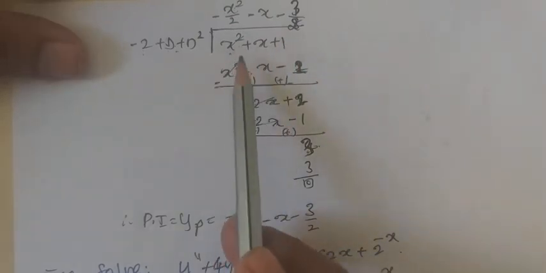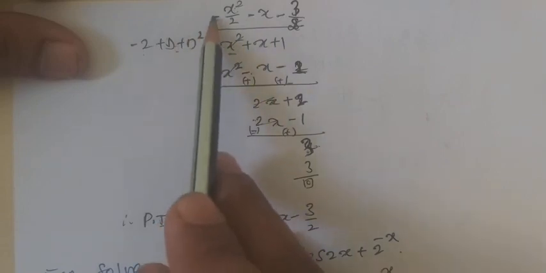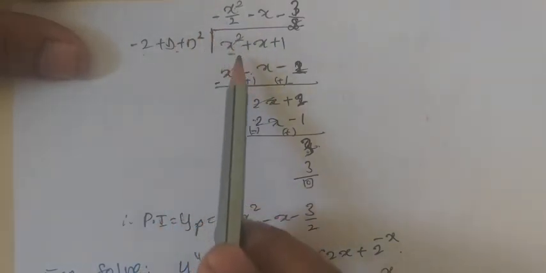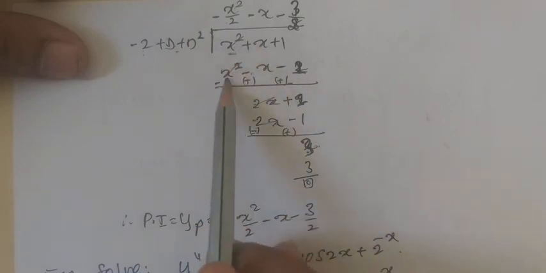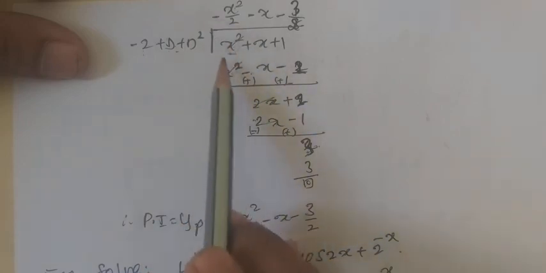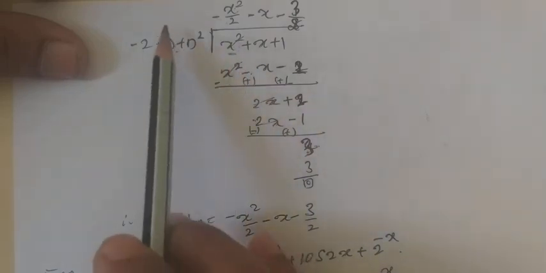Now I have to cancel this x square here. For that purpose we have to divide this properly. When we do the division, we have to subtract, so you should get the same sign here, plus sign. When you subtract, the sign gets changed.